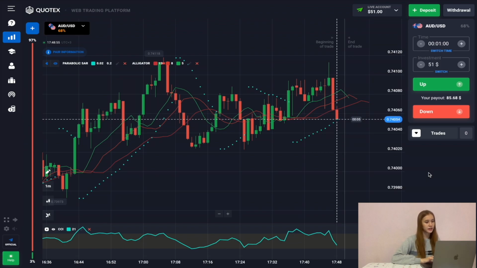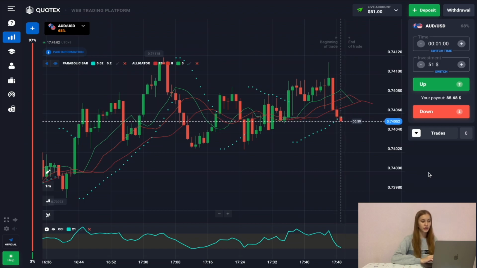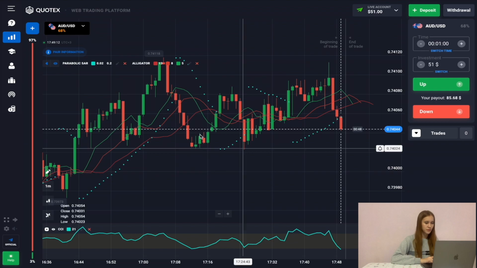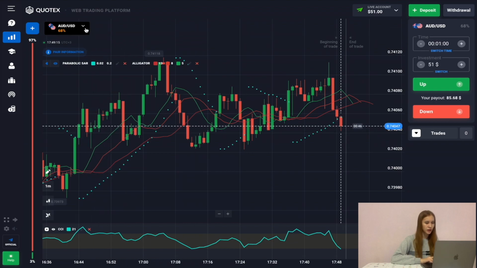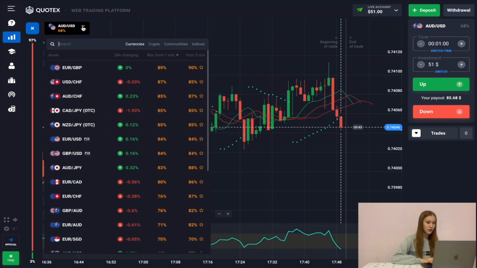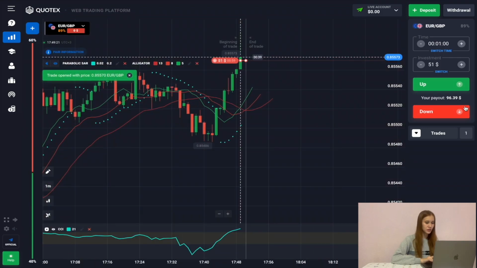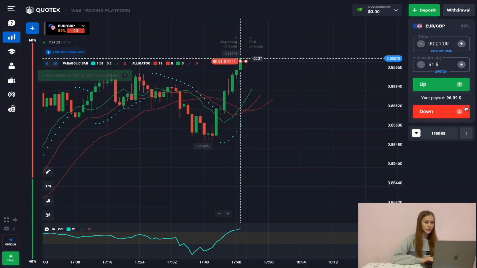These are the alligator and parabolic, which indicate the movement and direction of our trend, as well as the auxiliary CCI indicator showing the overbought or oversold state of the price. And let's start trading with a currency pair that will give a large payout percentage. So let's open our deal here for decline.